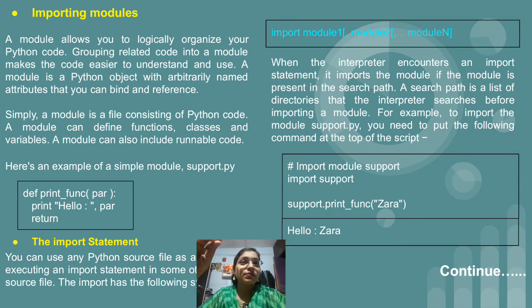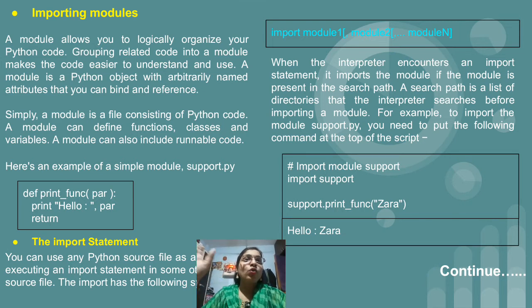So how to create a module? For that purpose I have given one example. Just see the first square bracket, that is def print_func, a parameterized function, and in that we have print within double quotes. We have just printed the message as hello comma par, and then we make use of a return statement. Save this program as support.py. The name of the file is support and the extension is py, as it is a Python program.